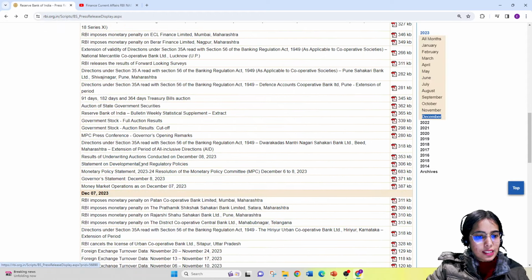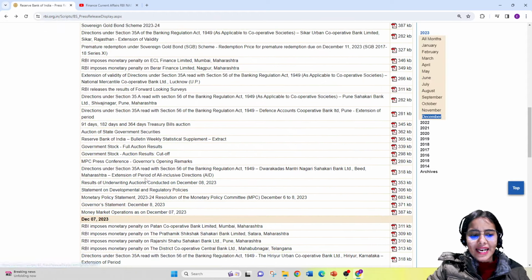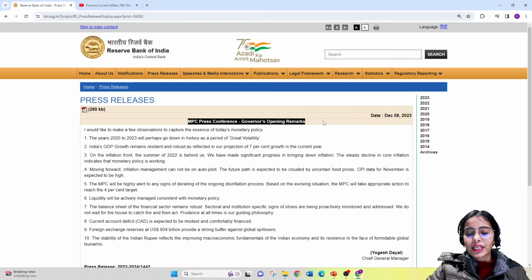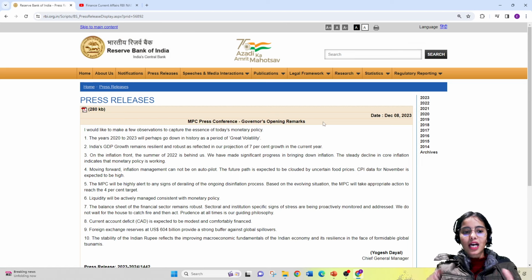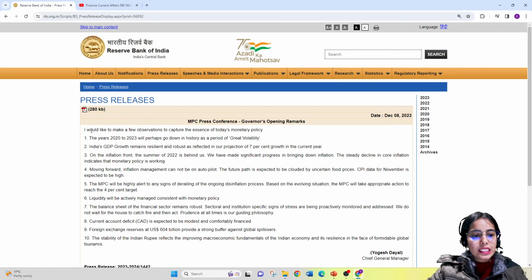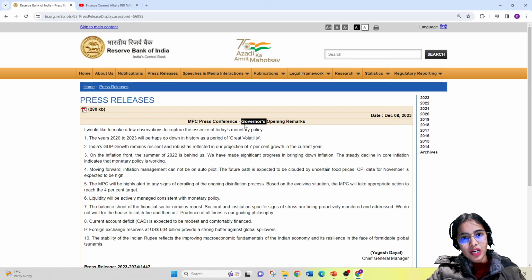Now next is the directions, the MPC press conference. So this is important, okay, because it doesn't happen regularly that, on the RBI website, in the press releases, there is the opening statement of the governor. So it doesn't happen usually. Okay, so here you can see the few observations that have been provided by the governor. You can use these observations in your descriptive answer writing.